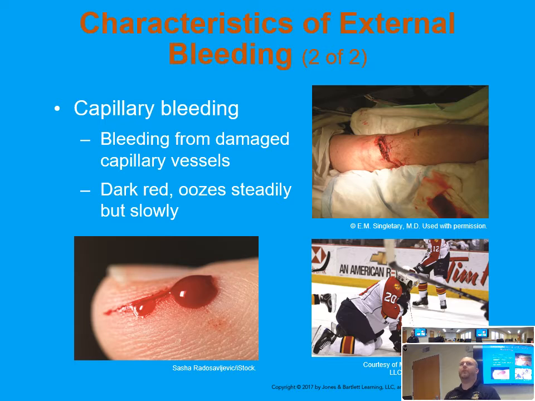Capillary bleeding is bleeding from damaged capillary vessels. This is what happens when we take someone's blood sugar. We induce this capillary type bleeding. Up here you can see some venous bleeding and then some arterial bleeding down here. This hockey player had his carotid artery severed by a skate, and you can see the blood squirting all over the ice.